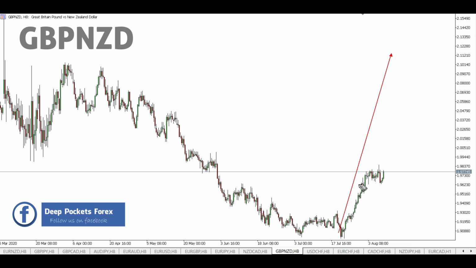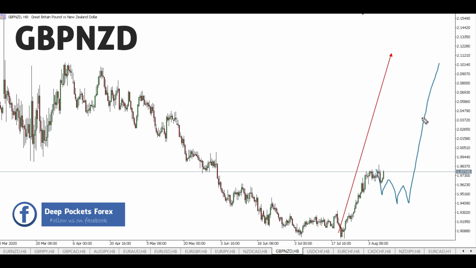GBP NZD. For GBP NZD, we've been talking about an up move. We see that we're expecting to get an up move like this. And this is what we got. We got this impulse move. So this next week, we're expecting to get a corrective structure here, then up. So if you want to trade this setup, you can be waiting for a pullback or a corrective structure, then continue up. That's what we're expecting for GBP NZD. Our bias is up.